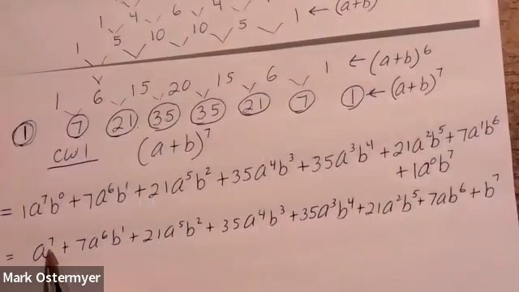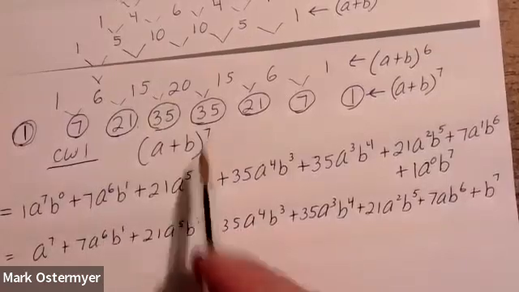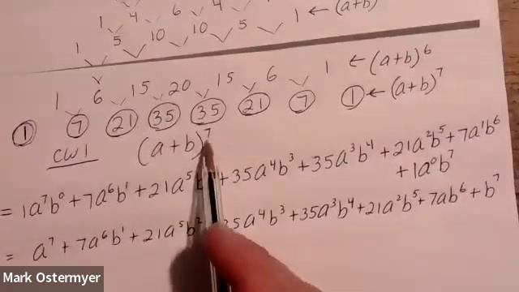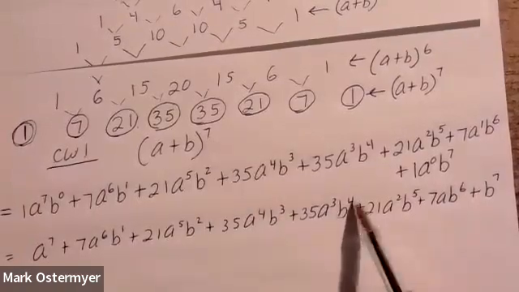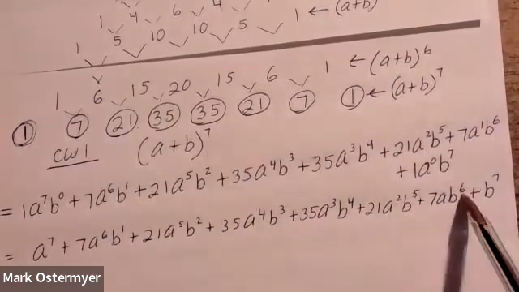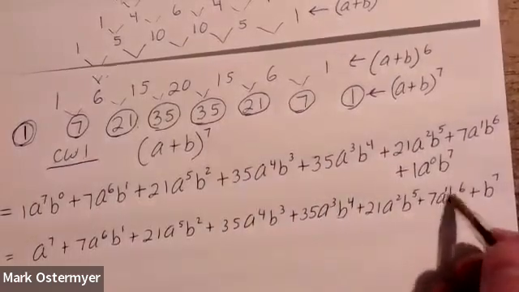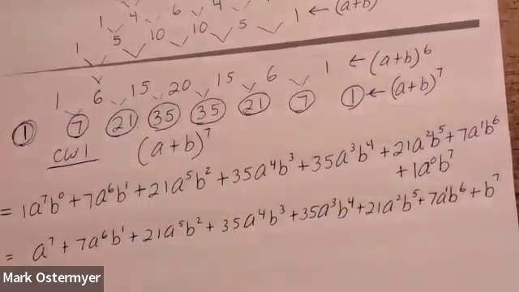Notice the sum of the exponents is always equal to the power the binomial is raised to. 7, 7th power. 6 plus 1, 7th power. 5 plus 2, 7th power. 4 plus 3, 7th power. 3 plus 4, 7. 2 plus 5, 7. 6 plus 1, 7, and 7th power. Did anybody get that expansion?